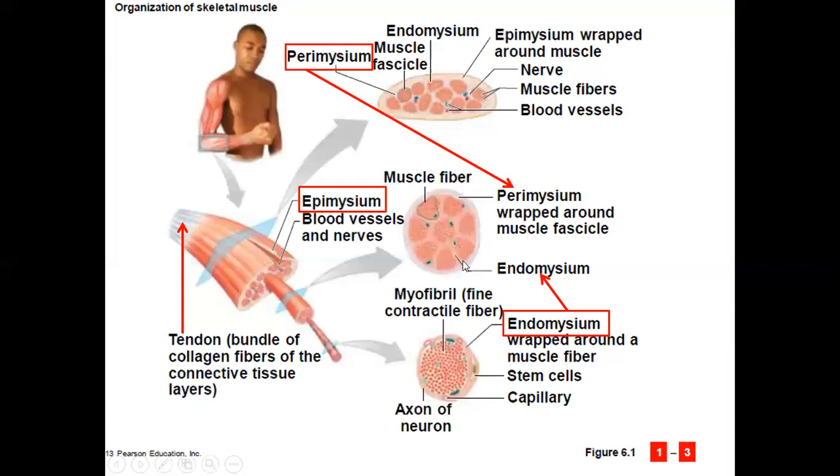So each one of these, this whole muscle fiber here, this is the perimysium. There's two areas where this is shown, perimysium. And then the individual muscle fiber is here. And then if you basically pull that out, there's the endomysium, a thin layer of connective tissue that surrounds that.